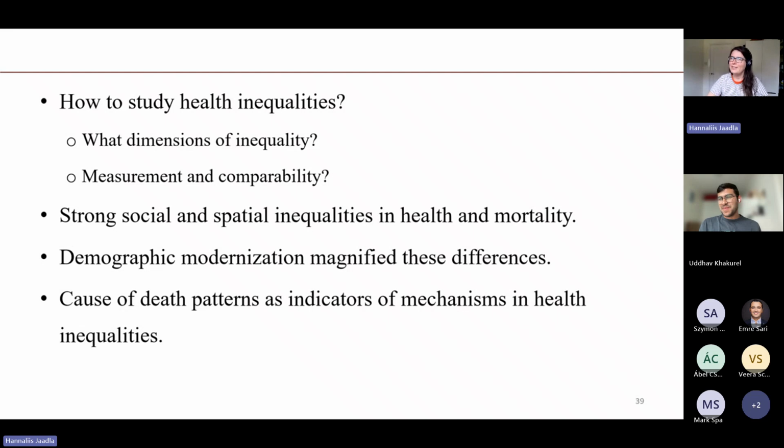Let me try to rephrase it and see if I understood it. So you're saying that if we look at adult mortality in later life, those people have survived earlier phases of high levels of infant mortality. So there's kind of a selection problem. Yes.